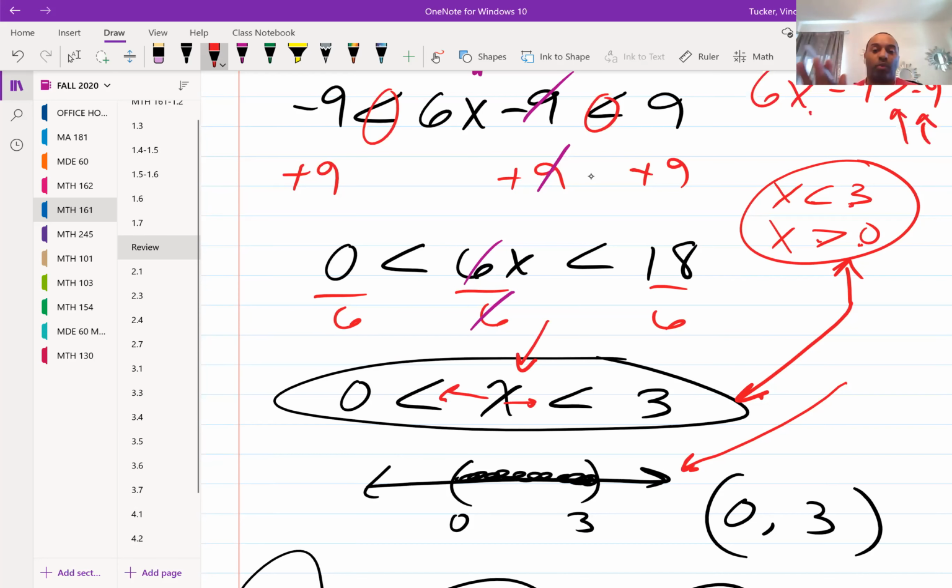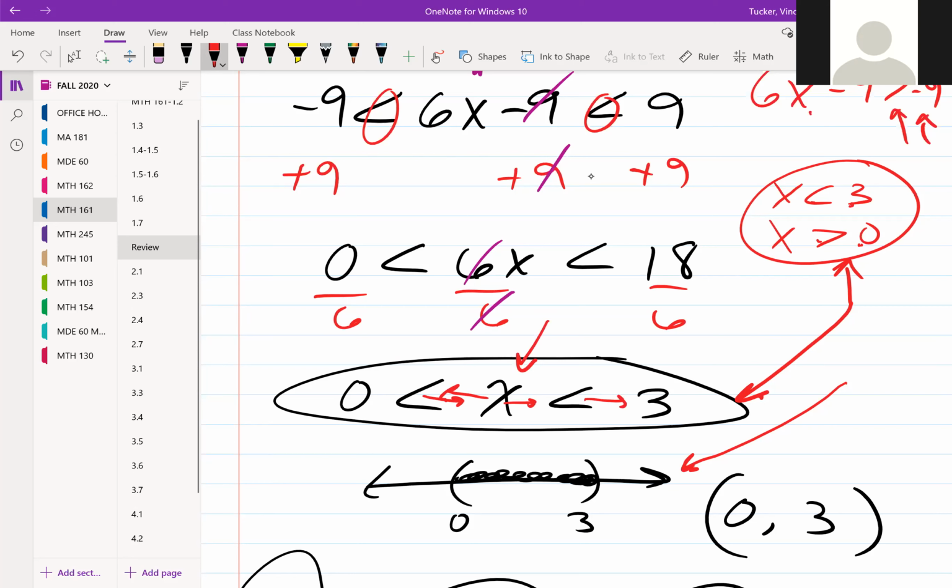The mouth is open towards the greater piece. So this mouth is open towards x. So that's saying x is greater than 0, but this mouth is open towards 3. So x is greater than 0, but it's less than 3. The mouth of your symbol always opens towards the greater piece.